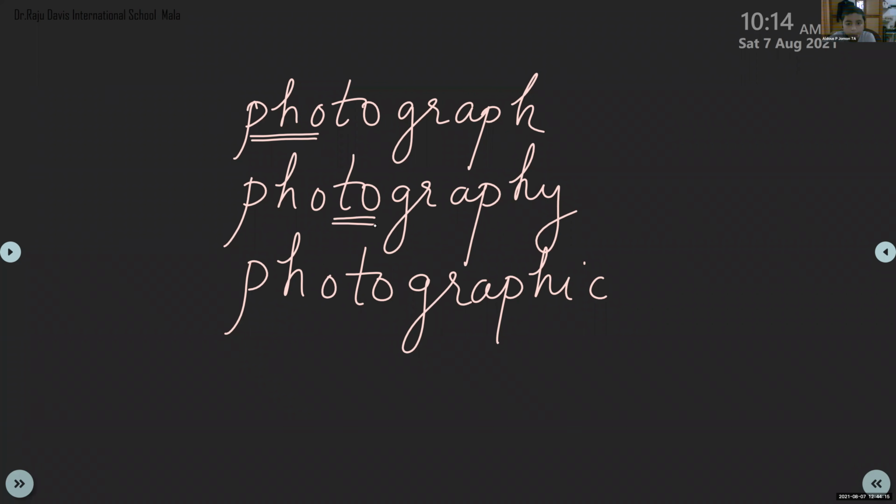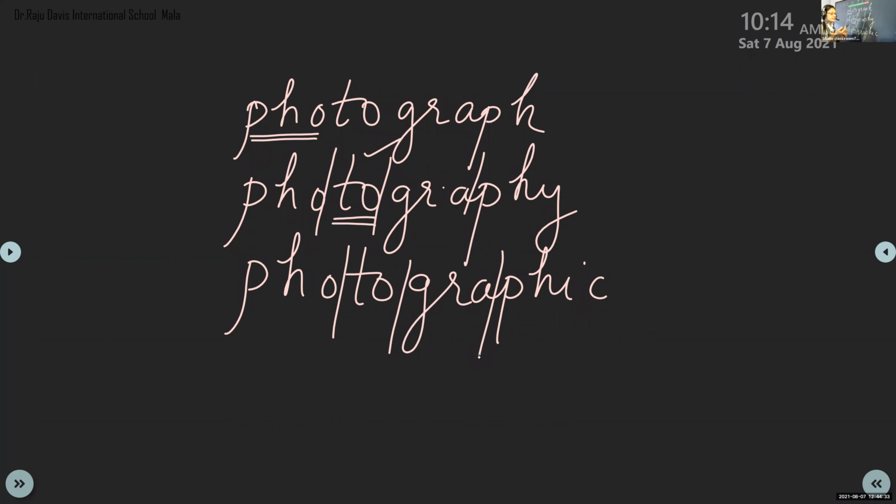See, you can apply the rule here. Photography. See, 1, 2, 3. The third syllable from the right side. And the last one is photographic. The penultimate syllable. Exactly, because it ends with IC.